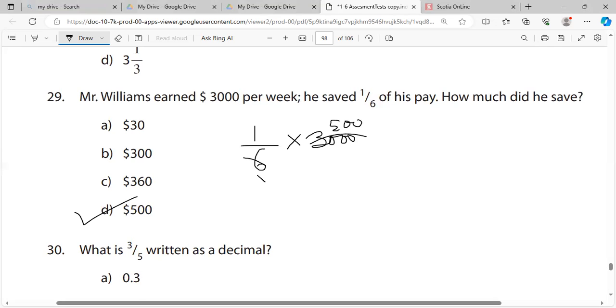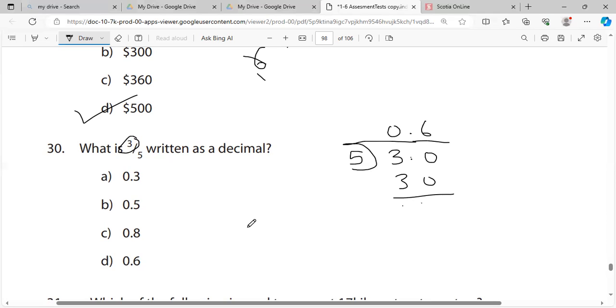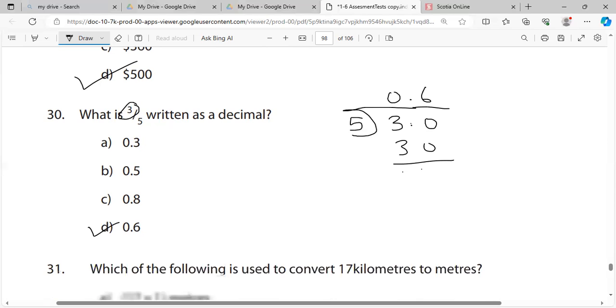Alright, let's look at 30. What is 3/5 written as a decimal? So what we're doing is just dividing the numerator, which is 3, by 5. So we convert from a fraction to a decimal. 5 into 3 you can't, so you put the 0, and put the decimal point directly above the decimal point. 5 into 30 goes 6 times, 5 times 6 is 30. So 3/5 as a decimal would be D, 0.6.